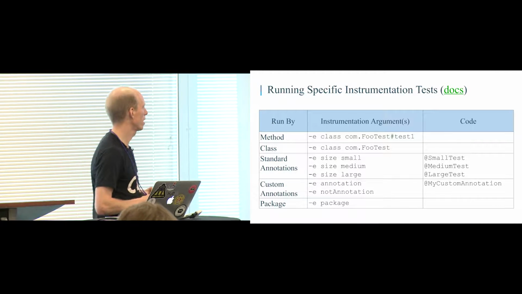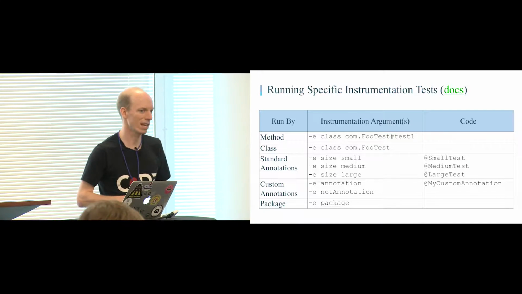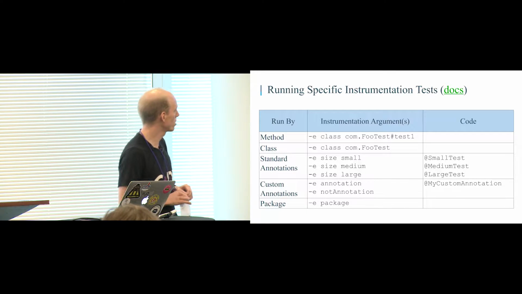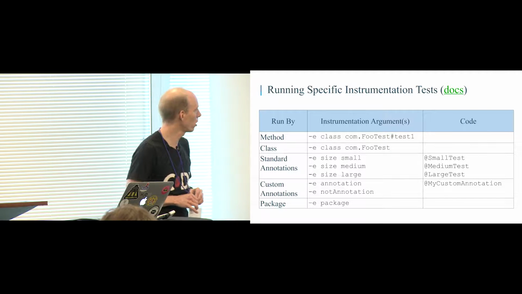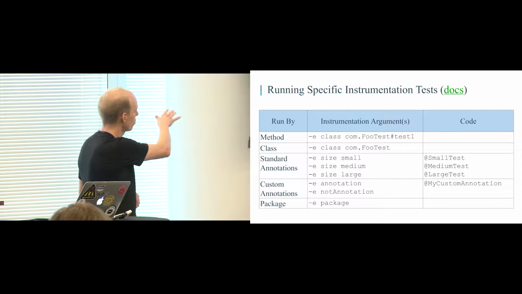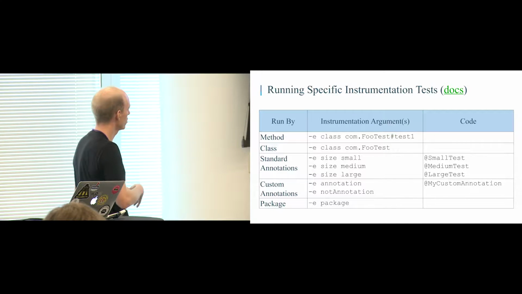So another problem that you're going to find yourself needing to solve is how do I run just an individual test or a set of tests? Fortunately, the Android instrumentation runner provides some really nice arguments for you to solve these problems. So I put this little table together. You can run an individual method or class by using these -e arguments.